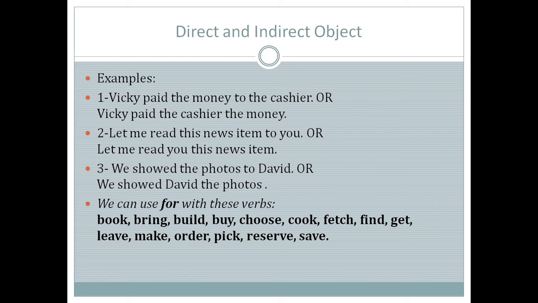But when we say Vicky paid the cashier, the indirect object comes before the direct object. No preposition is required here. So we say Vicky paid the cashier the money.